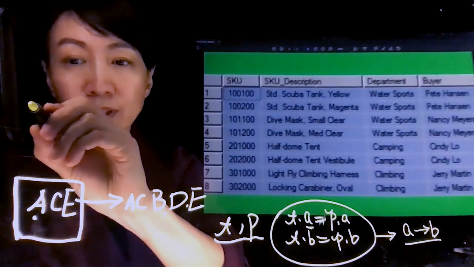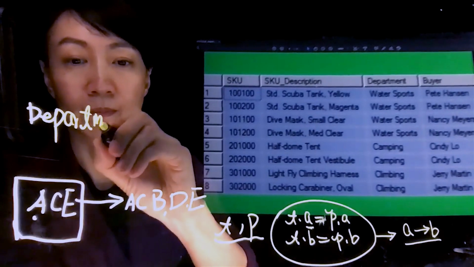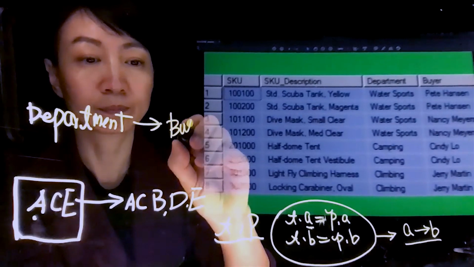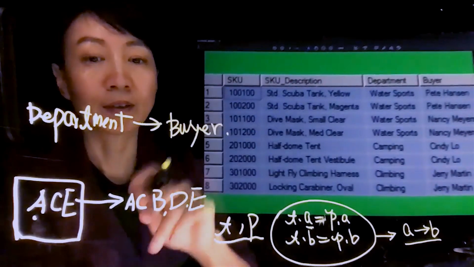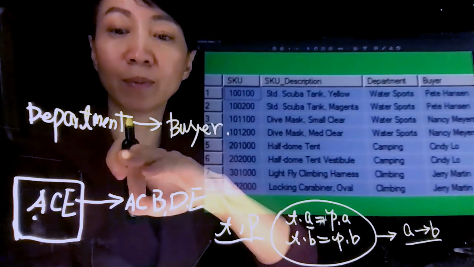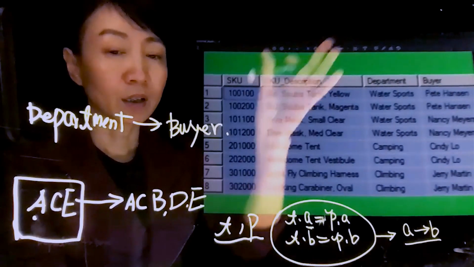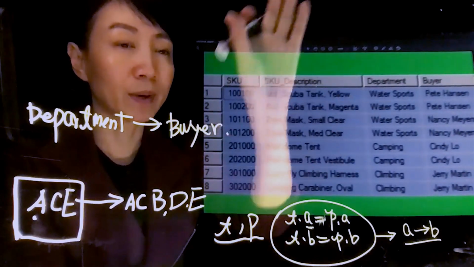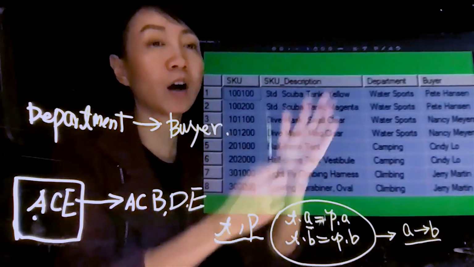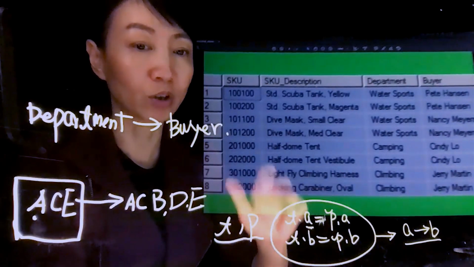So if you want to say department can determine bio, then the condition should be: if 2 rows have the same department, do they have the same bio? We do this only based on these 8 sample data. Okay, only according to these 8 sample data, do we have this condition?